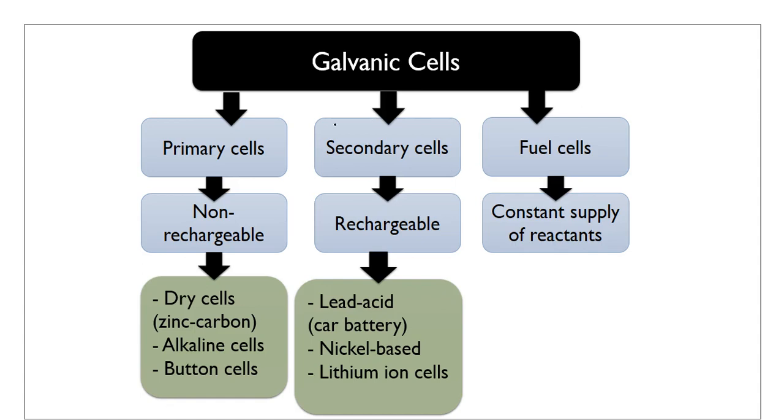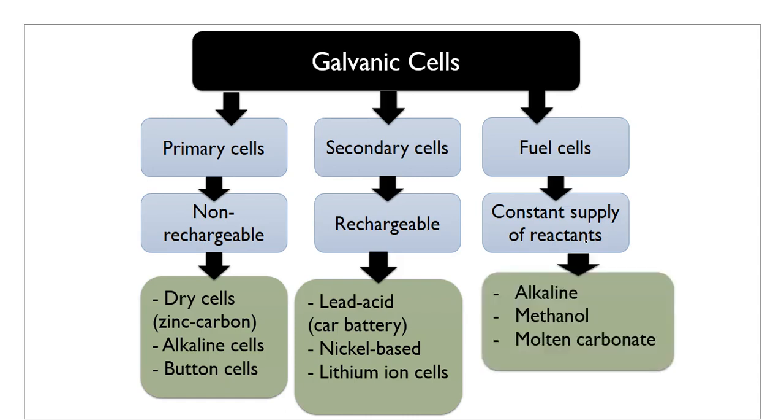It does convert chemical energy to electrical energy, so it does fit the general definition of galvanic cells. But instead of being sealed and having metals as reactants, as you generally have for primary and secondary cells, it has a constant supply of reactants. They tend to use non-metals as reactants.